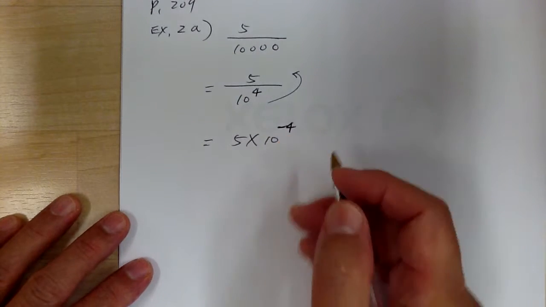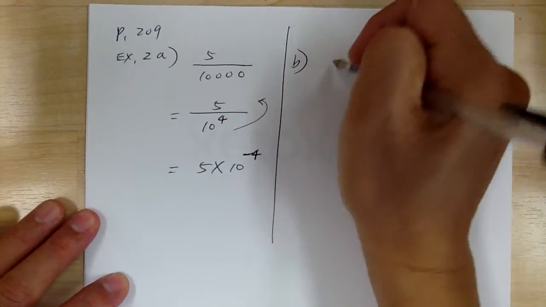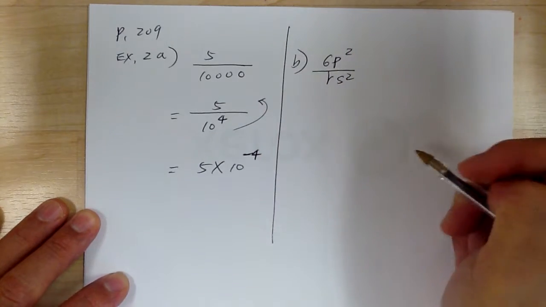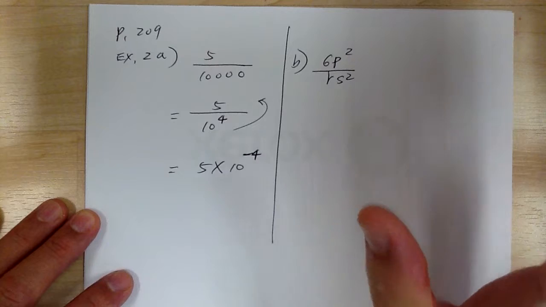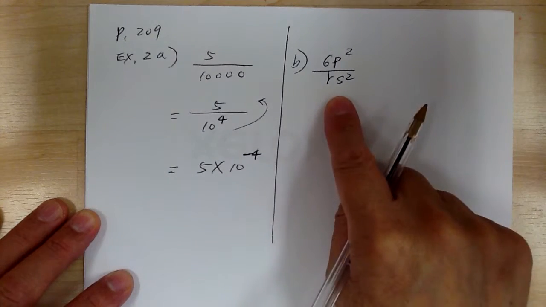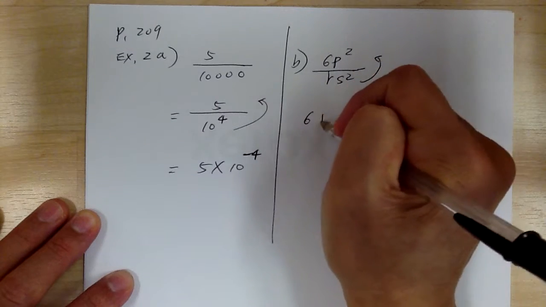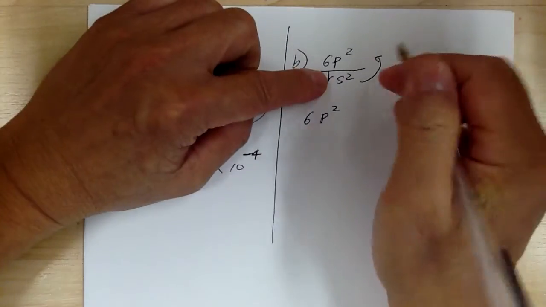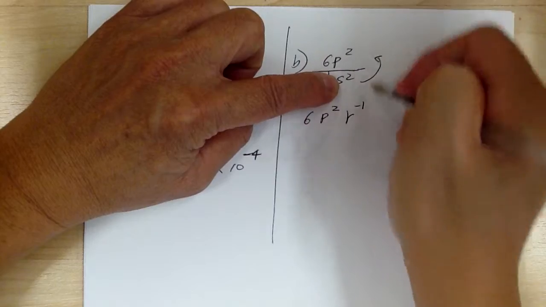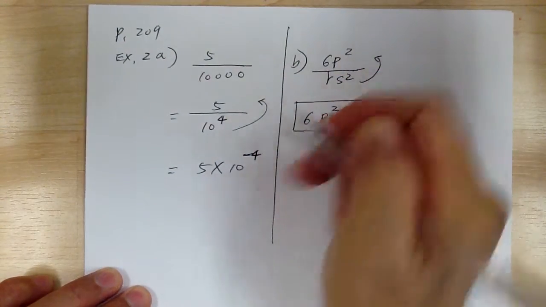Now you go to B. You have 6p squared over r s squared. Again, they want you to do it without using a fraction. That means you want to move everything out of the denominator, so you have to flip everything to the top. So this becomes 6p squared. And the r gets flipped to the top, so it becomes r to the negative 1. S, when you flip over, becomes negative 2. And that's it.